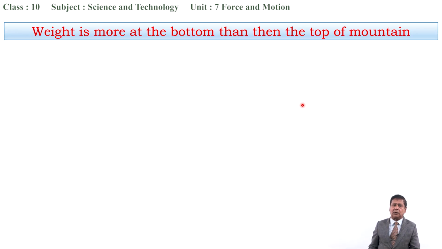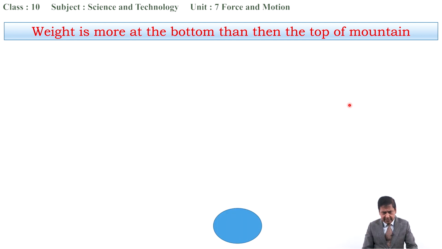Now let's talk about another statement which is also very important. We have to remember and be clear about this statement also. Weight is more at the bottom than the top of the mountain. This is a very important fact. The weight of a body is more at the bottom of the mountain than at the top. Look at this, this is earth. At a certain place of the earth, let's say we have a mountain like this.